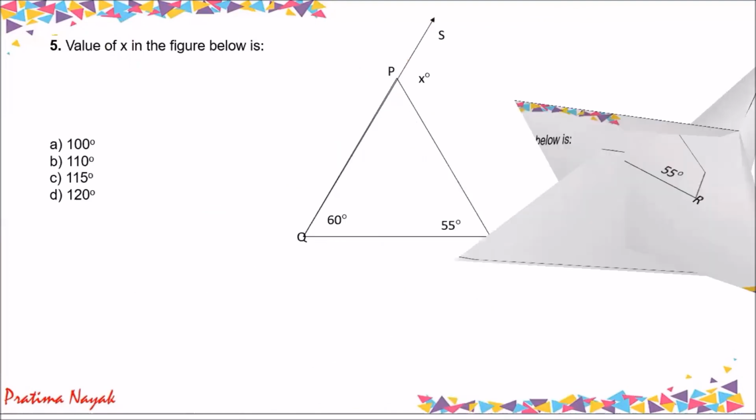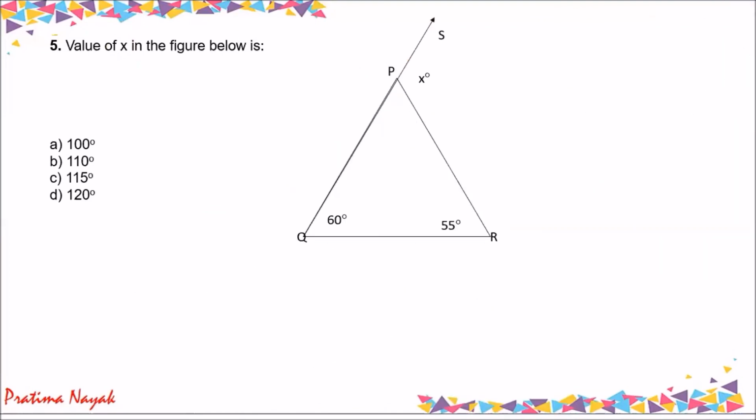Question number 5. Find the value of x. X is the exterior angle. Oh, it's very easy. You can take the sum of the interior opposite angles. So 60 plus 55. How much is the answer? The answer will be 115 degree. Is there any such answer? Yes. 100, 110, 115. So C is the answer.